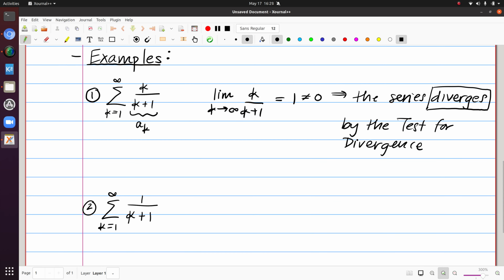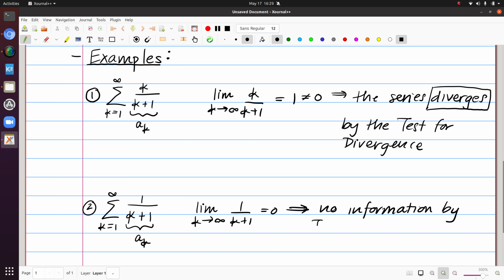If I were to make one small change to this, and I changed the numerator there to 1, so this is my a sub k in this example, the terms now go to 0. And what I want to emphasize is that that means nothing to me. No information by the test for divergence. At this stage in the course, we don't really have anything else we can use. So the best we can do is know that we can't use the test for divergence. And that's the extent of what I want right now.